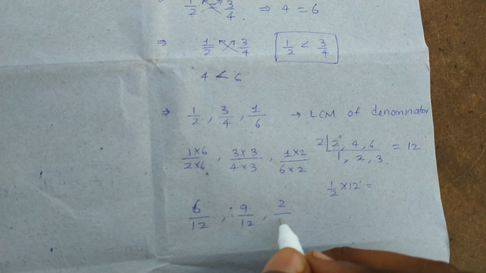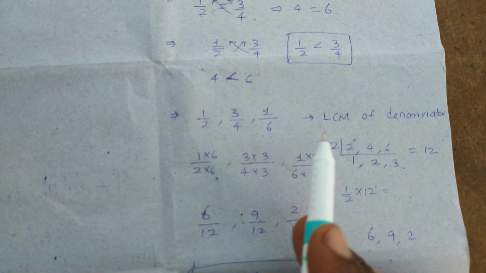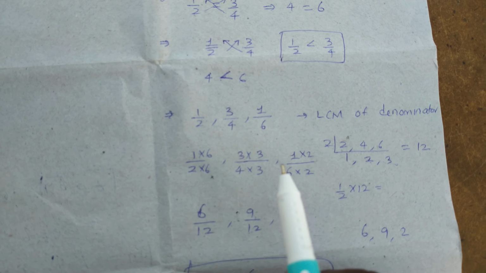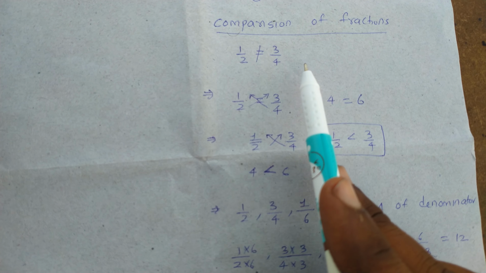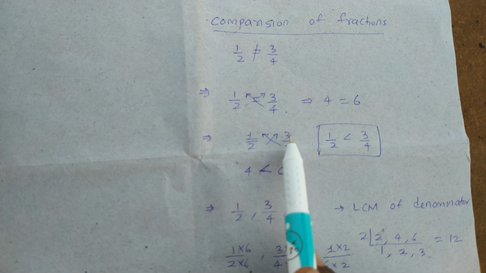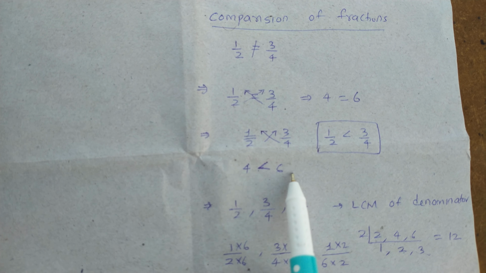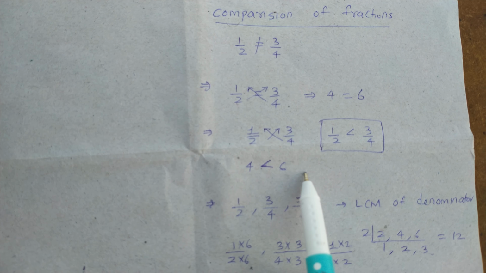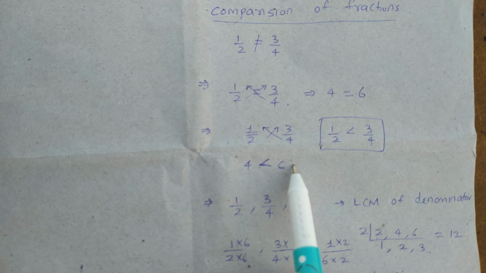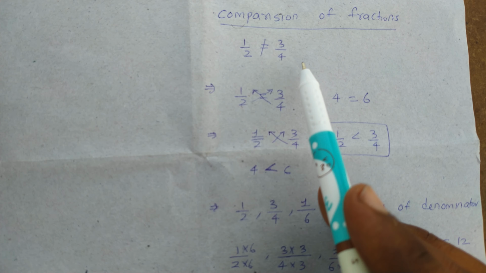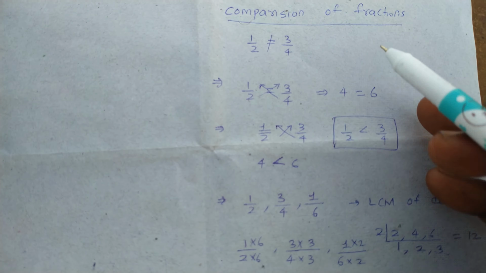9 by 12 is greater than 6 by 12, which is greater than 2 by 12. This is how we come to a conclusion. That means we compare fractions when we have three fractions, 4 fractions or 5 fractions, whatever the number of fractions. If 2 fractions are there, then we just cross multiply and check which integer is greater, and we mark our sign against that particular fraction. When 2 fractions are there, you should follow this method.